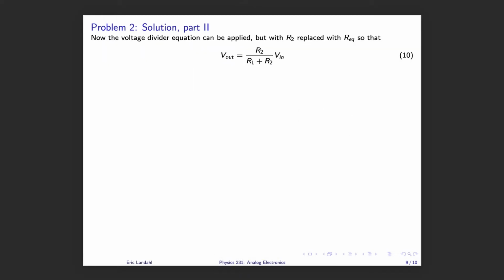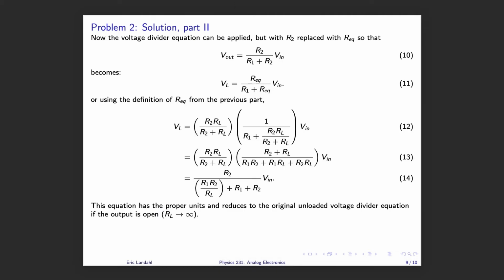So now we do the same substitutions with the original voltage divider equation, repeated here as equation 10. That becomes equation 11, where R2 becomes our equivalent resistance. R1 is the same in both circuits, just R2 has been replaced with this new combination resistor made out of the two in parallel.